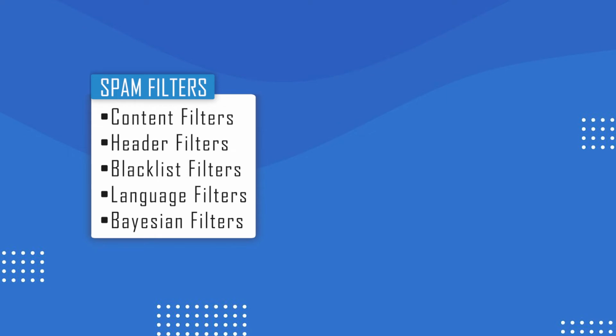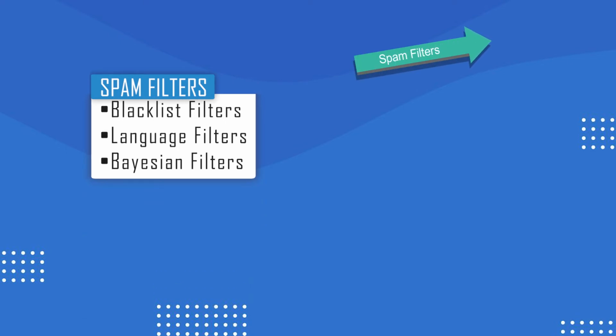Spam. Not the food, but the filters and the dreaded spam folder, the bane of any and all email marketing and internal comms emails. There are many spam filters, all of which assist in cleaning up our inboxes from, well, spam. These filters are as follows: content filters, header filters, blacklist filters, language filters, and Bayesian filters. For more information on these filters, check out our video in the top right of the screen.